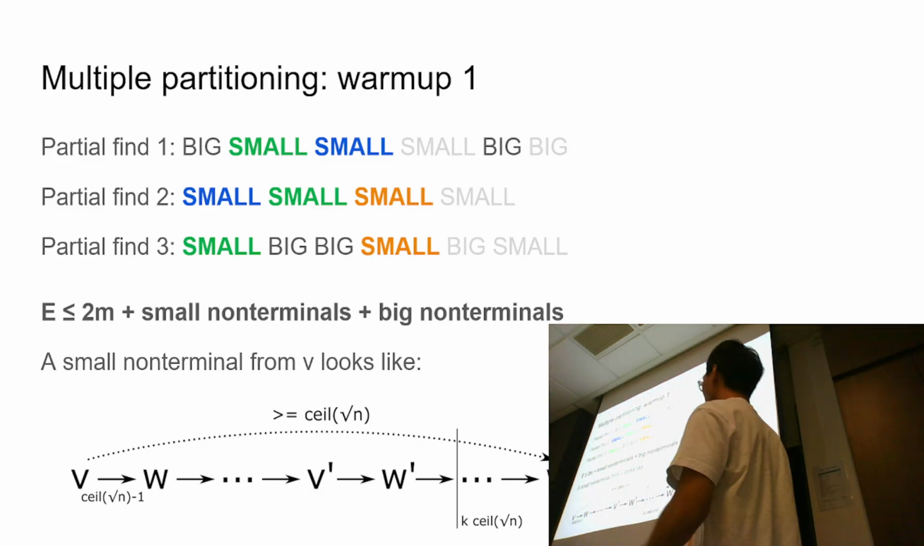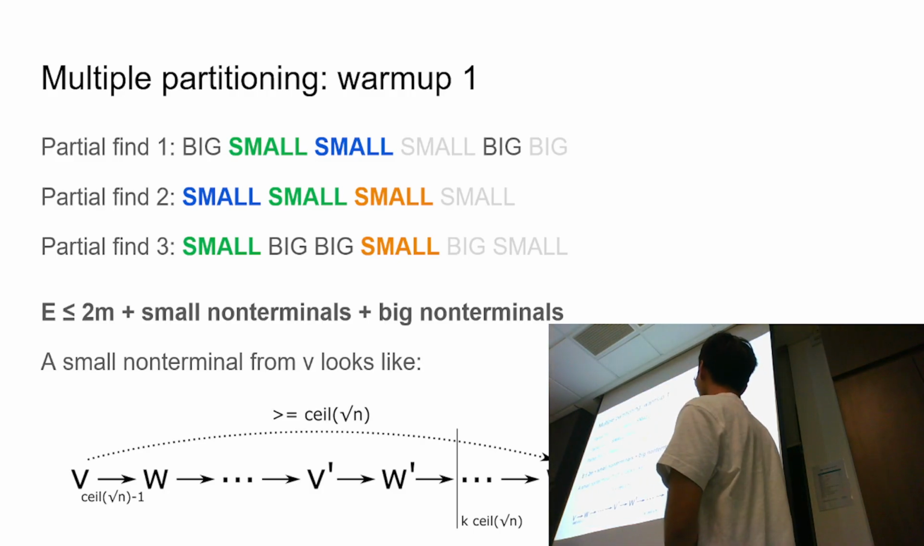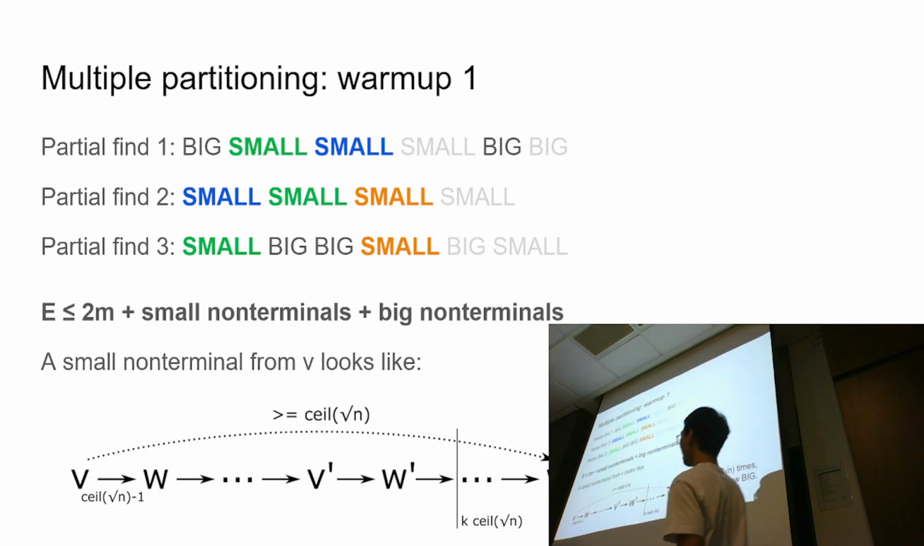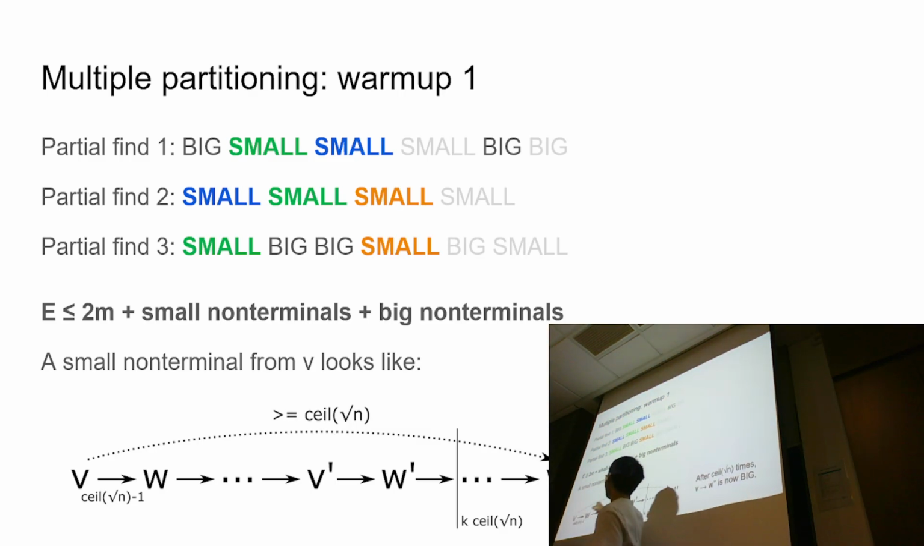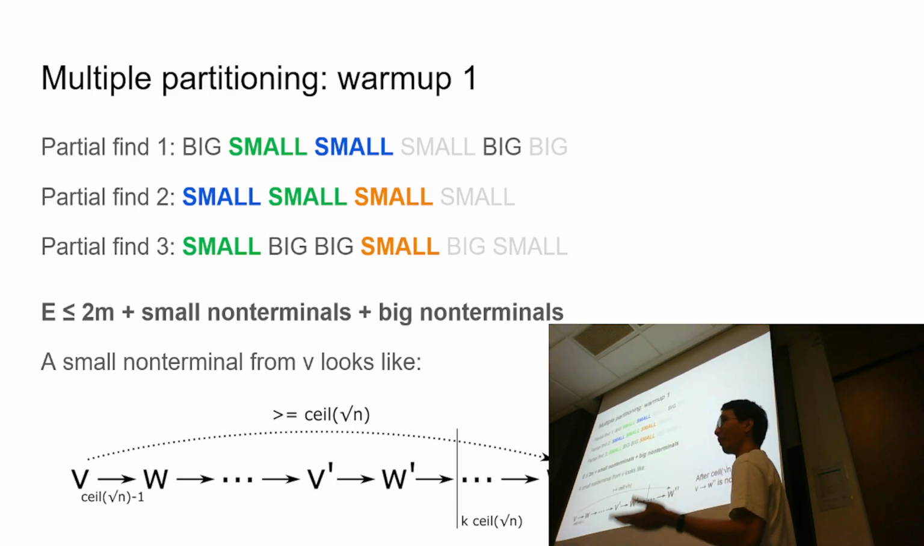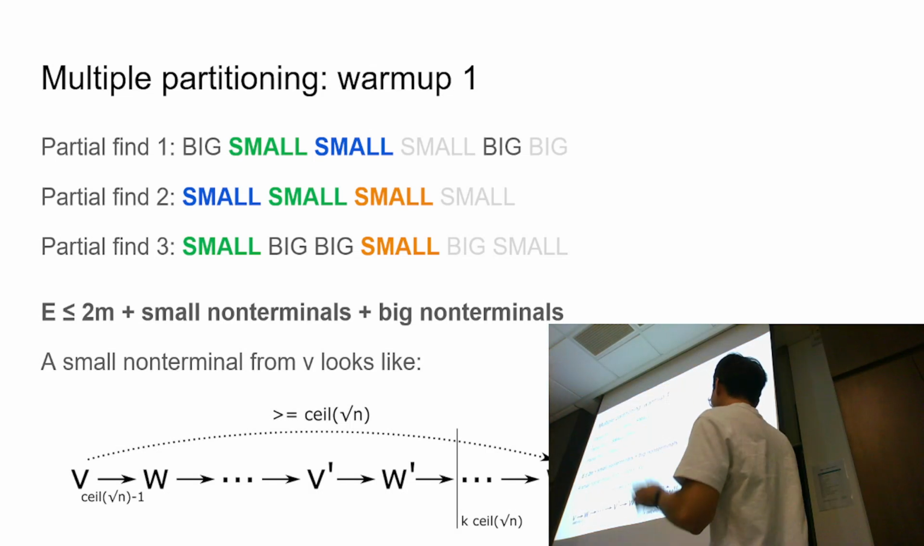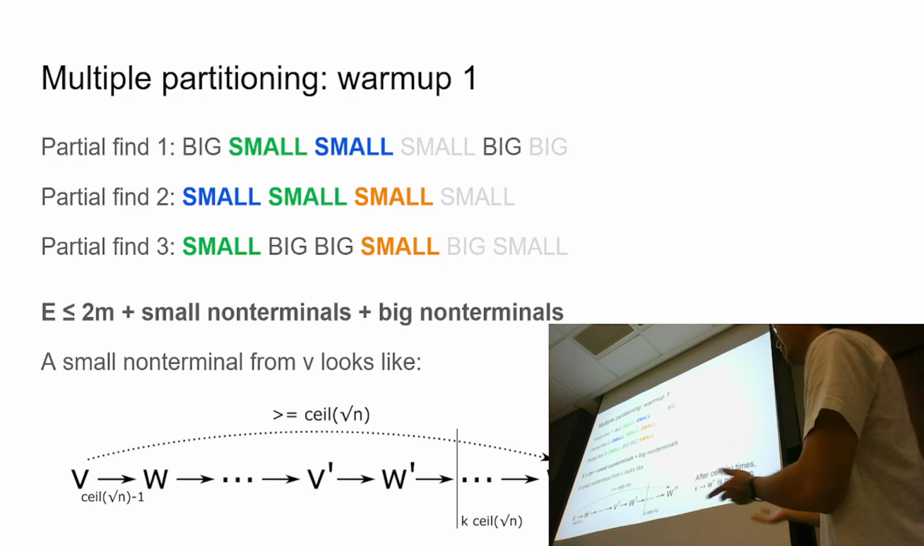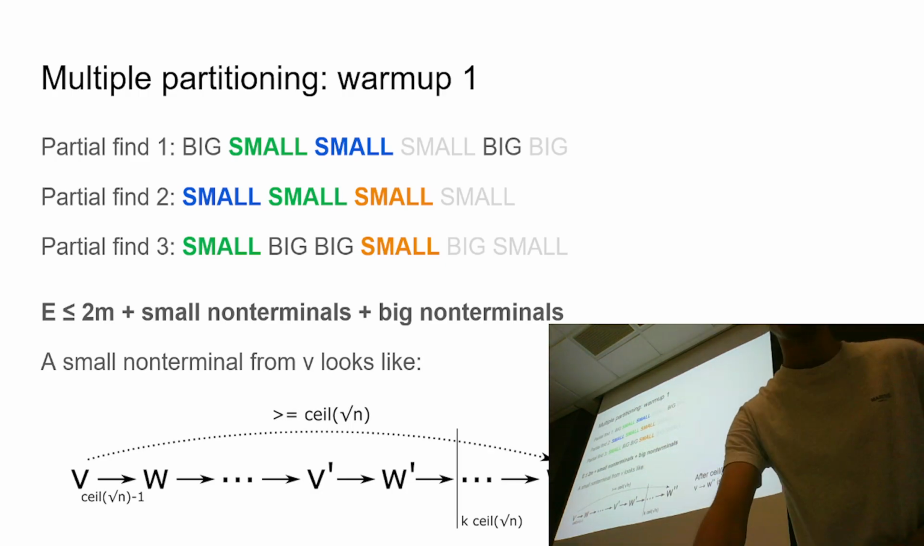So now we ask, how many times can we do this process of increasing by 1? We can't do this forever, because after ceiling square root n times, you will actually pass a point where this rank jump will become so big that we are forced to cross a checkpoint. So now from small it becomes promoted to big. So that actually gives us an upper bound on the number of small non-terminals.